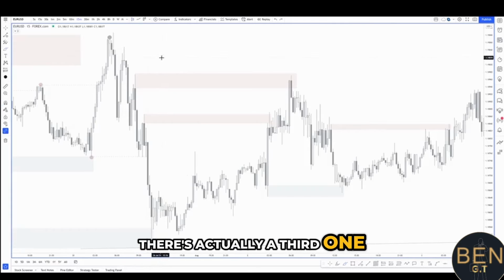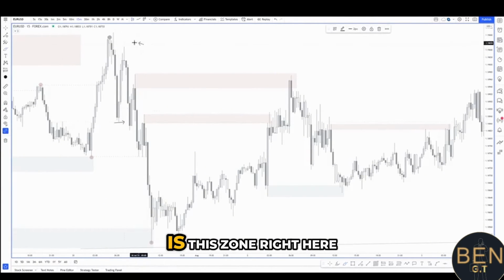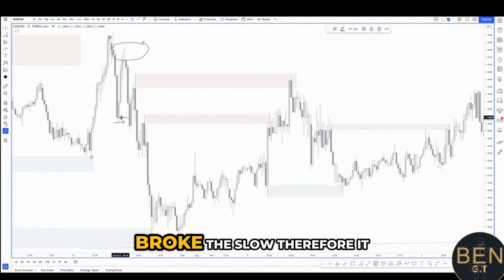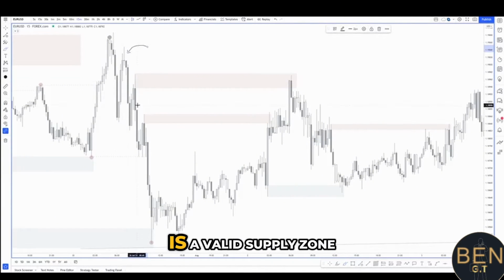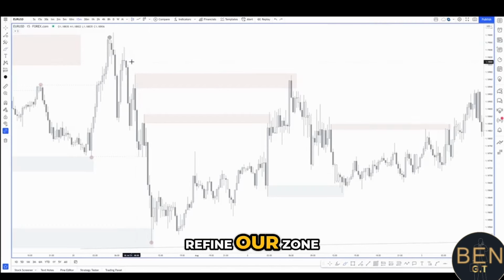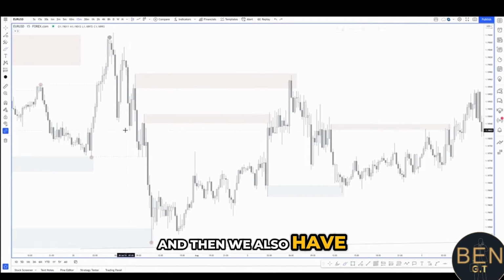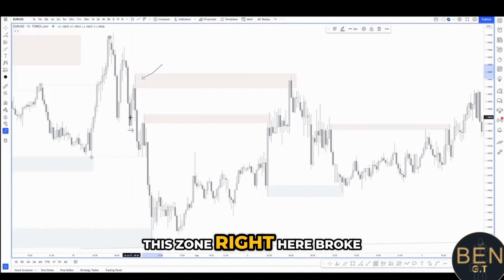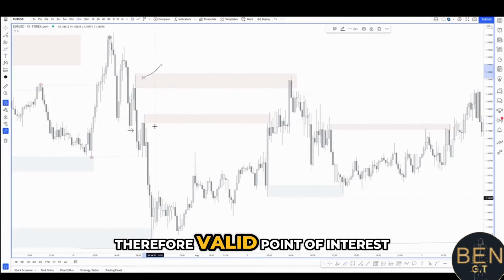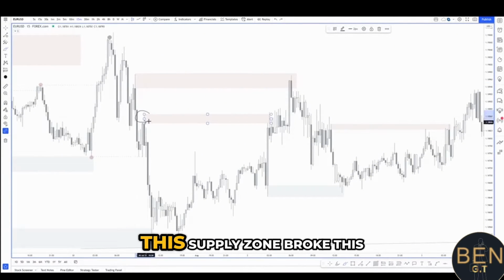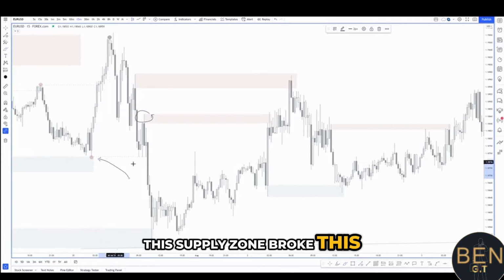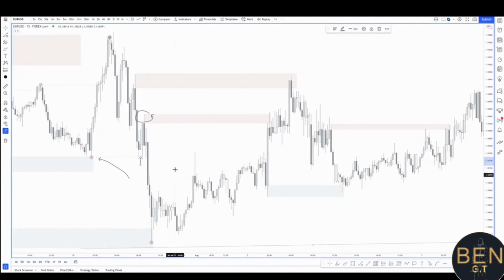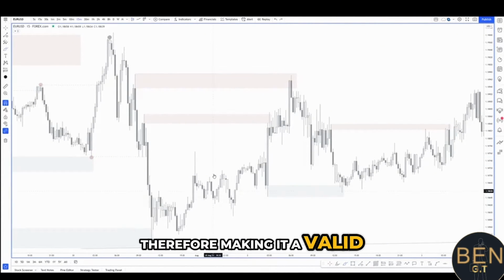There's actually a third one right there as well, because what we can see is this zone right here broke this low, therefore it is a valid supply zone. We have a nice large wick, which we'd be able to refine our zone. And then we also have this low here, this zone right here broke this low, therefore a valid point of interest. And finally, this supply zone broke this low and these lows, therefore making it a valid supply zone.